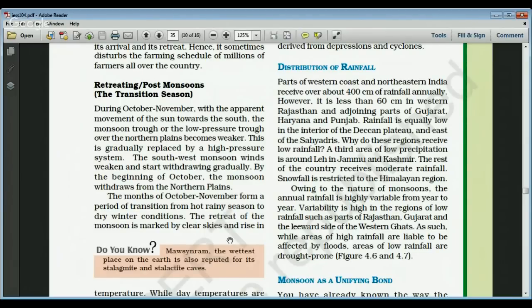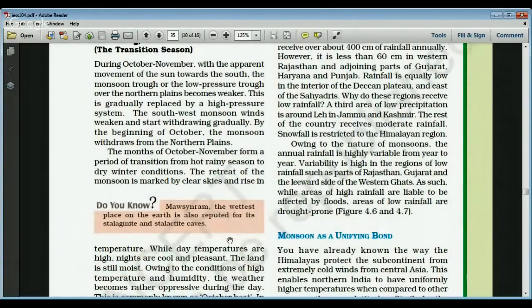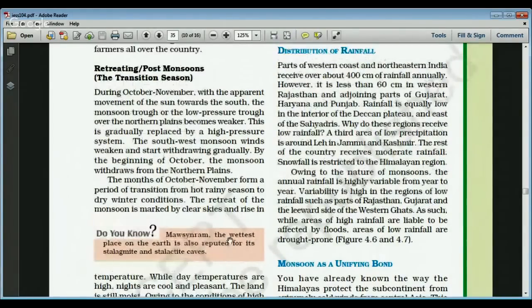So the variability in the rainfall is very high in India, and low precipitation is also found in Leh in the Jammu and Kashmir region, and the rest of the country actually receives moderate rainfall. Snowfall only happens in the Himalaya region. So there are three regions which have very low rainfall. They are western Rajasthan, then parts of Gujarat, Haryana, and Punjab, and then the Leh region in Jammu and Kashmir.